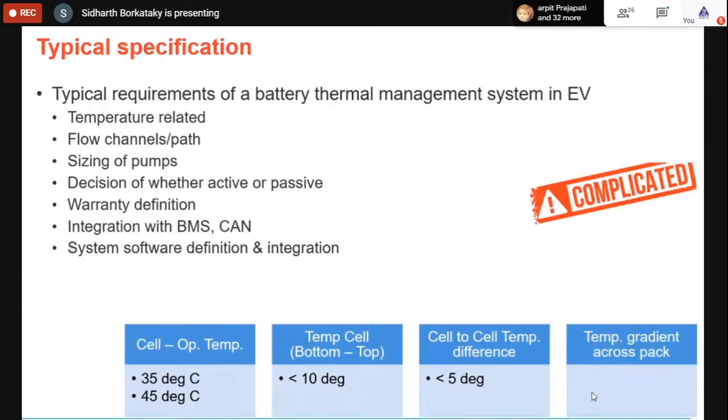What is the sizing of the pump? Shall I go for active cooling or passive cooling? Will the battery give me a warranty? Can I integrate the whole battery pack with a BMS or control systems, and with software? I need to maintain a temperature of this much. This is the temperature I have to achieve. So these things are very complicated, first of all.